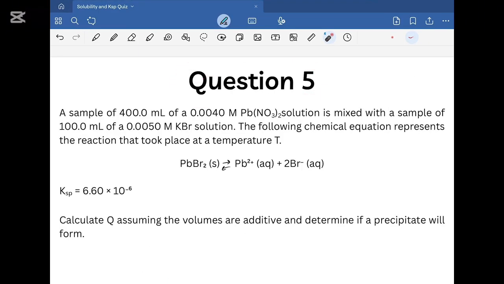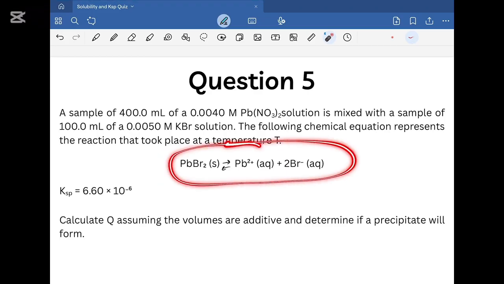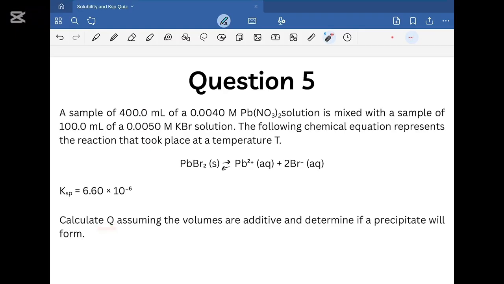Question 5. A sample of 400 milliliters of 0.004 M Pb(NO3)2, which is lead nitrate solution, is mixed with a sample of 100 milliliters of 0.005 M KBr, potassium bromide. The following chemical equation represents the reaction that took place at a temperature T. And we have the Ksp value, and this is the dissociation equation. They asked us to calculate Q, assuming the volumes are additive, and determine if a precipitate will form.